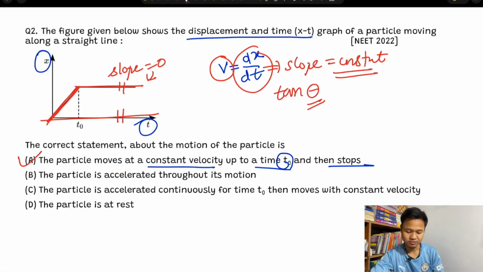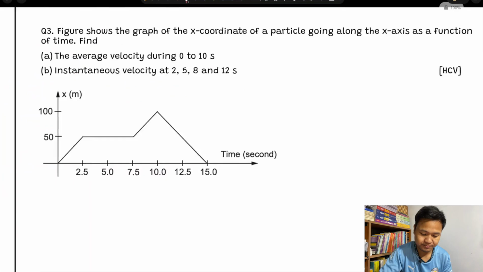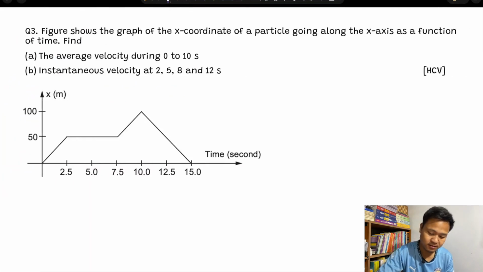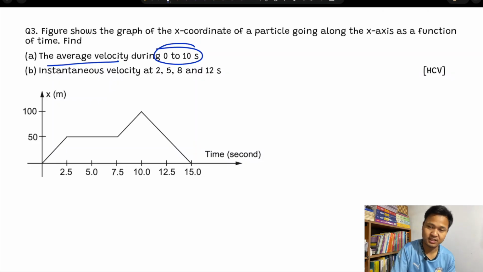So you can just go through and check. Till t naught the velocity is constant, and after t naught it stops. Next question. The figure shows the graph of the x coordinate of a particle along the x-axis as a function of time. The question asks for the average velocity from 0 to 10 seconds. Let's do that one first.